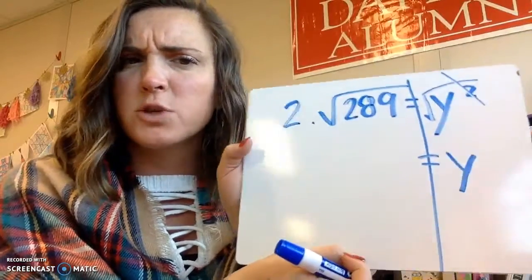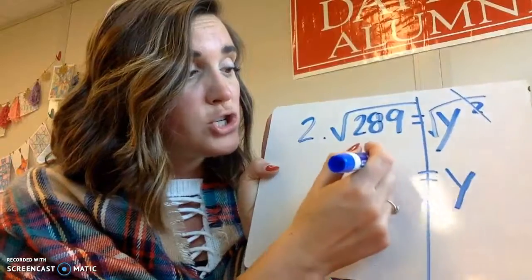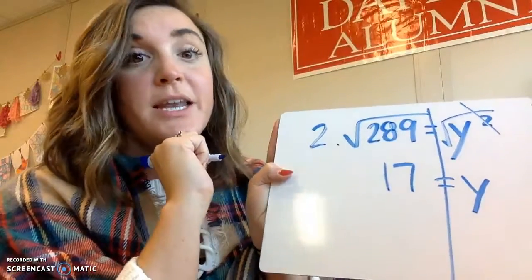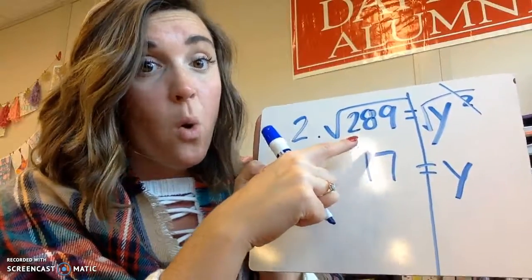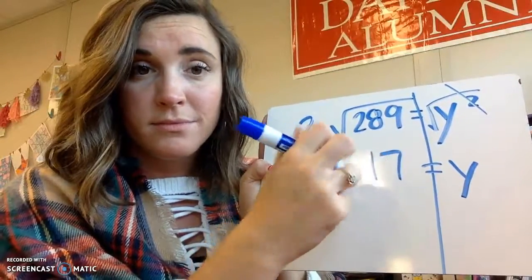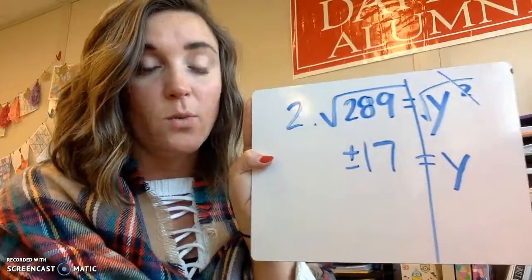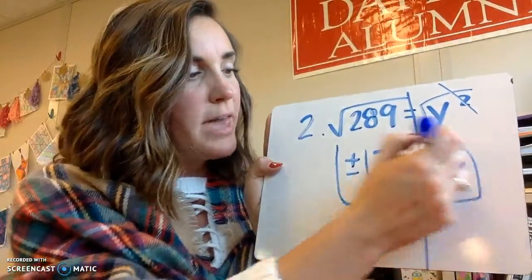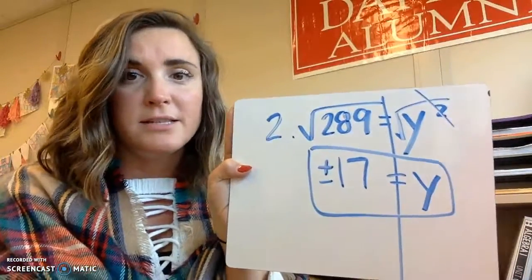This is another perfect square, maybe not one that you're as familiar with. When you figure that out, you should get 17. Now remember, 17 times 17 gives me 289, or negative 17 and negative 17 will also give me that. So you're accounting for, it could be positive 17 or negative 17, and then that's your answer.